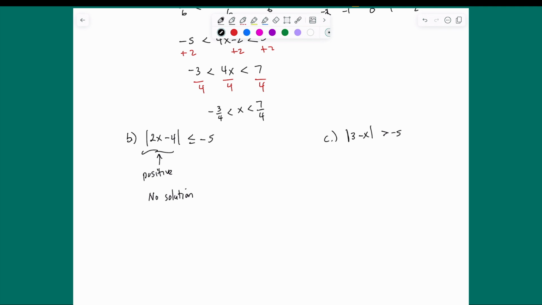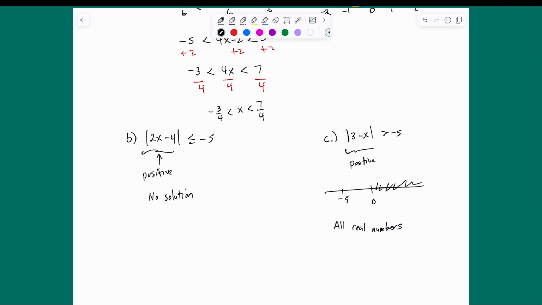But here, we have the absolute value of 3 minus x greater than negative 5. Now, for the same reason, the absolute value is always positive, regardless of what's inside, enclosed by the absolute value. So the outcome of that would always be positive. Therefore, a positive number is always going to be greater than negative 5. By definition, a positive number is to the right of 0. And so if negative 5 is over here, then any positive number is always going to be bigger than negative 5. Therefore, this solution set is all real numbers.